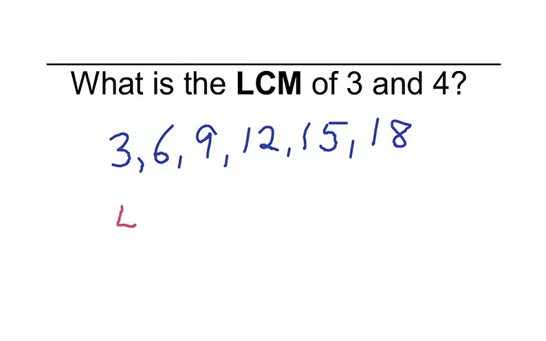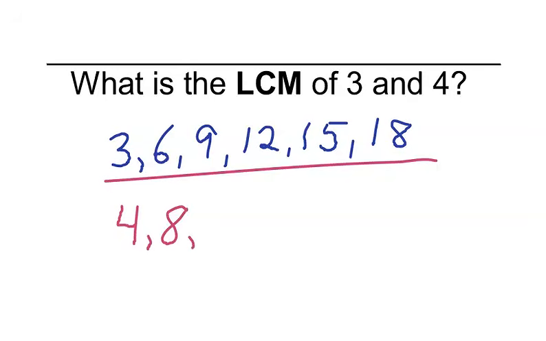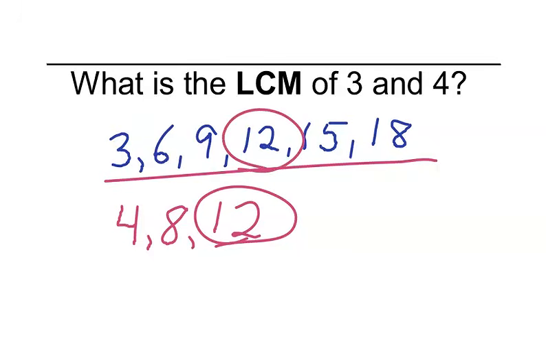We got 4. Is 4 up there anywhere? Nope. 4 times 2 is 8. 8's not up there. 4 times 3 is 12. There we go. The least common multiple of 3 and 4 is 12.